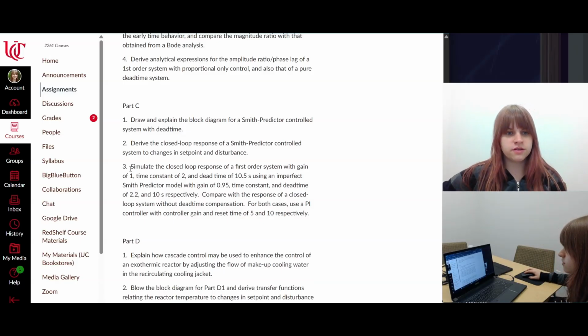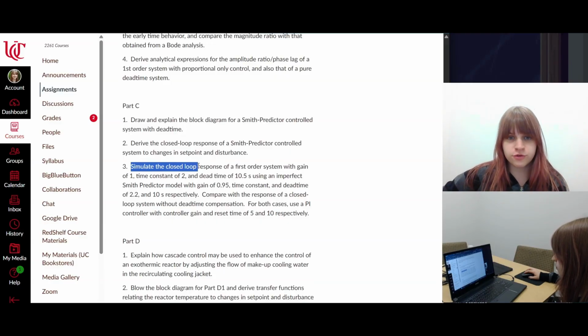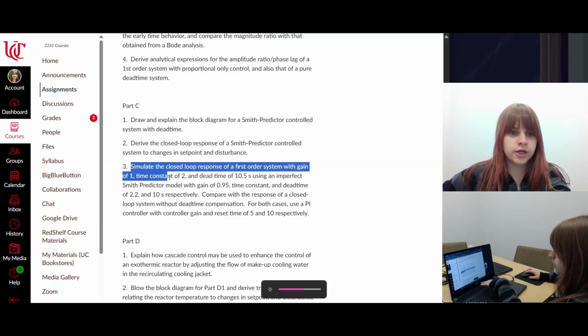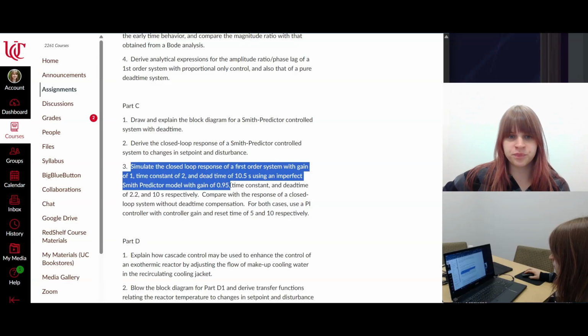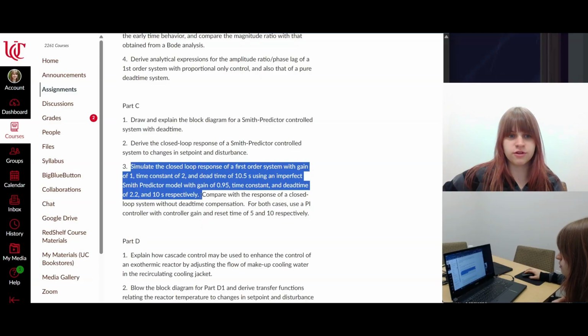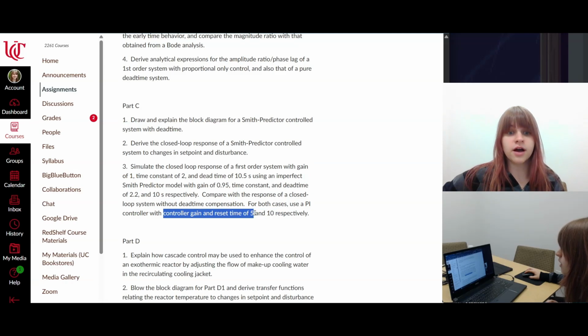So what we're going to do is simulate the closed loop response of a first order system with gain of 1, time constant of 2, and dead time of 10.5 seconds, so pretty significant dead time, using an imperfect Smith predictor model with a gain of 0.95, time constant of 2.2, and dead time of 10 seconds. And then we're going to compare that with the response of a closed loop system with dead time compensation, and we will be using a proportional and integral controller with a controller gain of 5 and a reset time of 10.